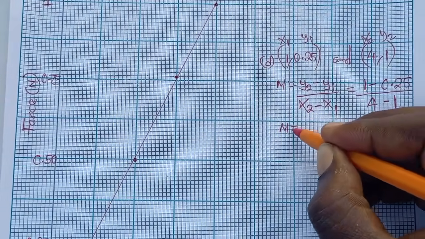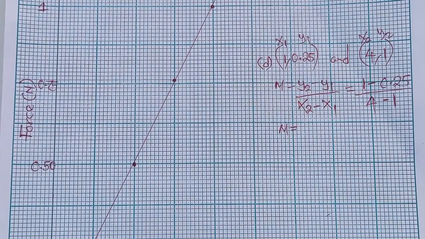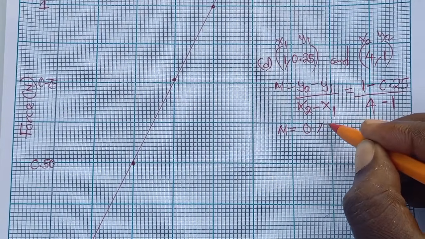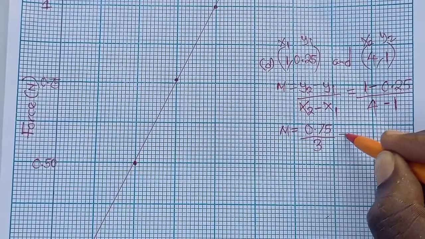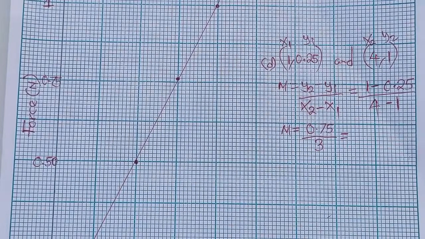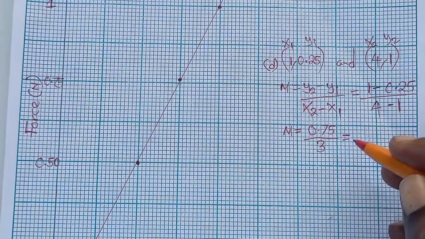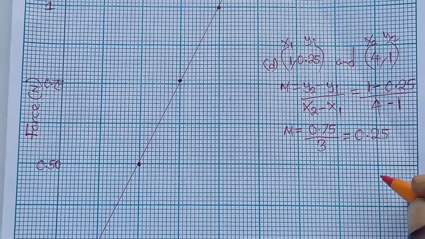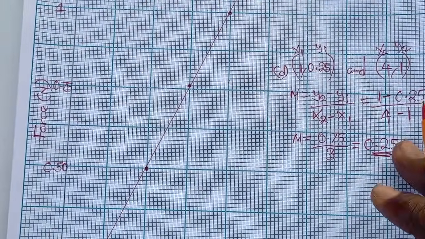So I say gradient is now equal to, I get my calculator. What is 1 minus 0.25? The answer that I'm getting is 0.75 over, what is 4 minus 1? It is 3. I divide the same answer that is showing by 3, and you are going to get 0.25. This is your gradient. You are done with that question.